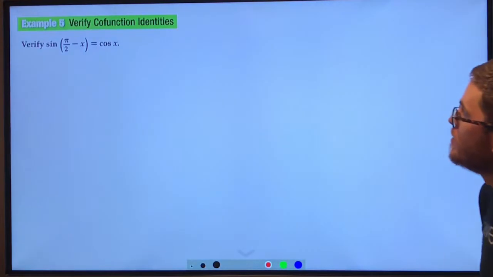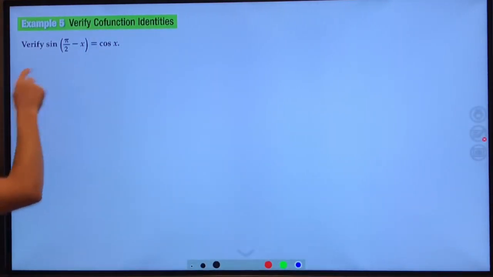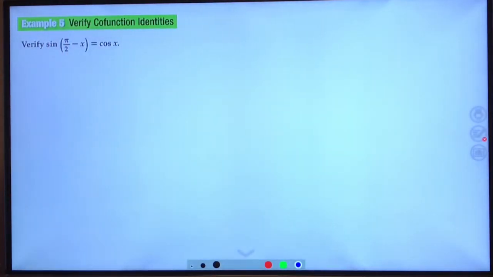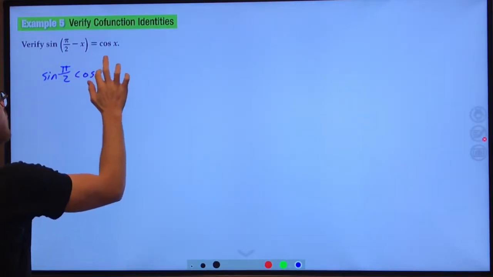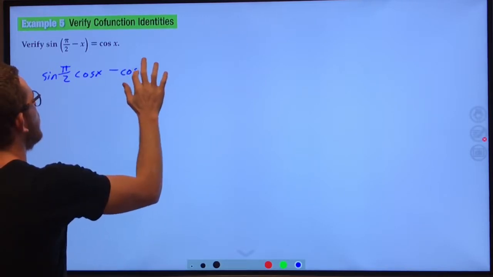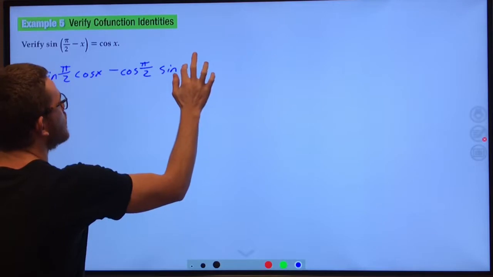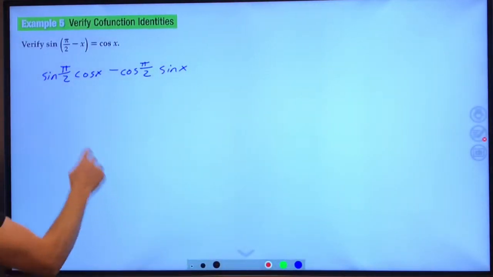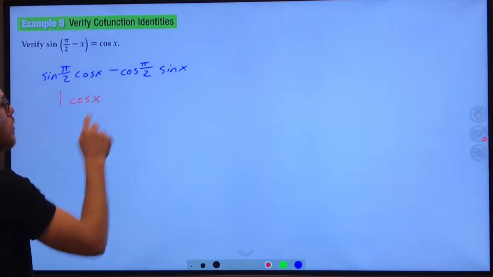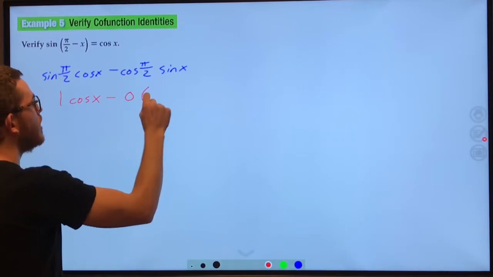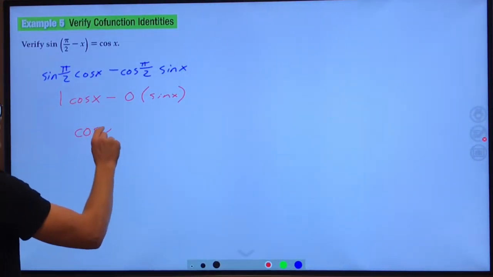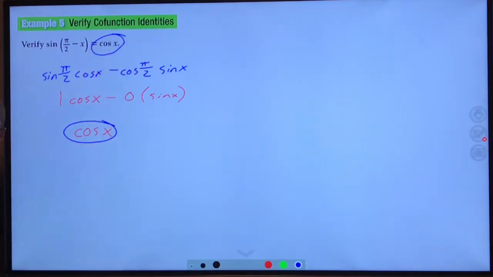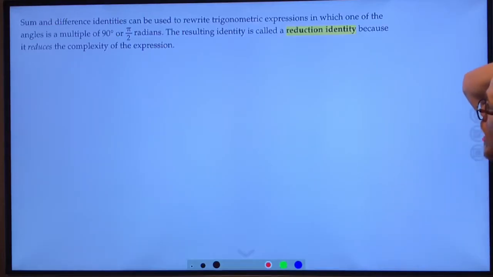We want to do some verifying here, verifying the cofunction identities. All I really need to do is plug that into my difference identity, and I'm pretty sure it's going to simplify down to cosine of x. So this is sine of pi over 2 cosine of x minus cosine of pi over 2 sine of x. What is sine of pi over 2? It's 1. This is 1 times cosine of x. What is cosine of pi over 2? That's 0, minus 0 times sine of x. Well, 0 times anything goes away, and all we're left with is cosine of x. We have indeed verified it.